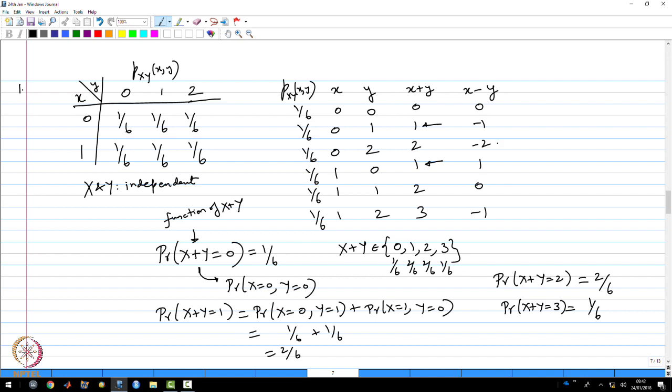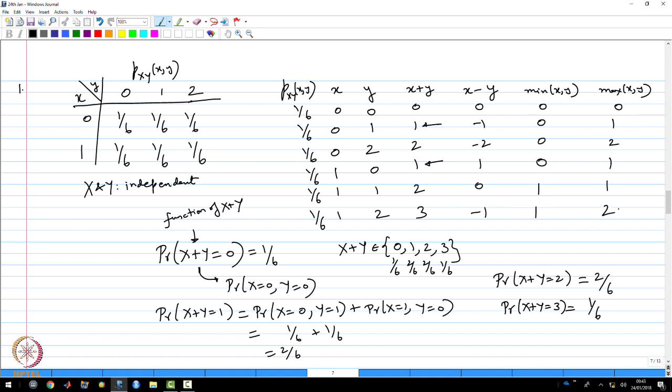So it's just easy to write this down, and one can see that this table method is quite easy to do for any function that you want. So supposing I want min of x comma y. Here you have minimum is 0, 0, 0. Here you have 0, 1, 1. Okay, supposing you want max of x comma y. You have 0, 1, 2, 2, 1, 1, 2.